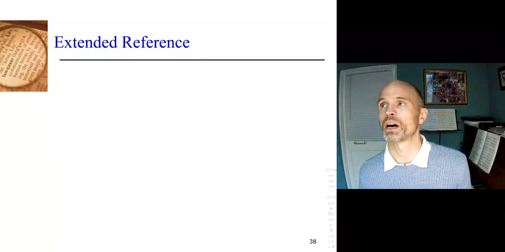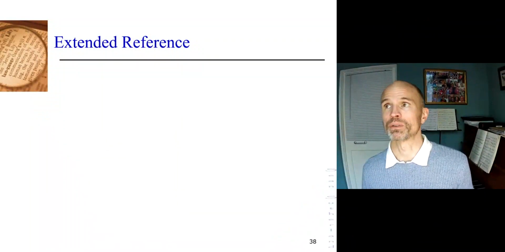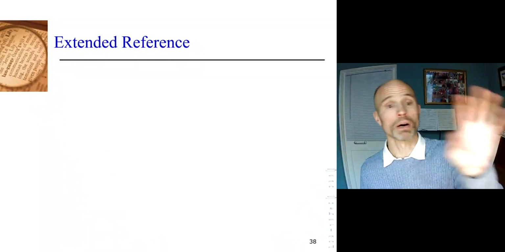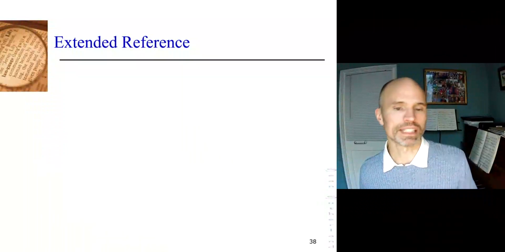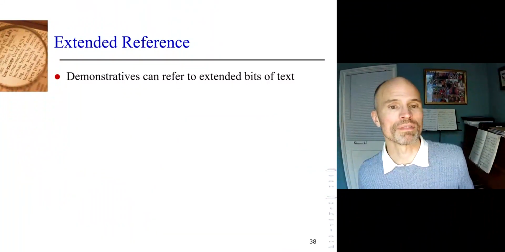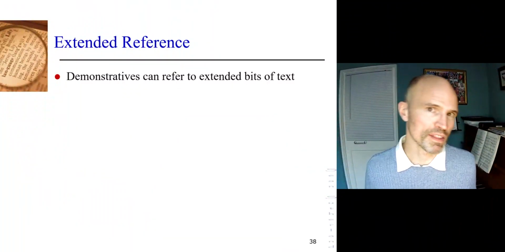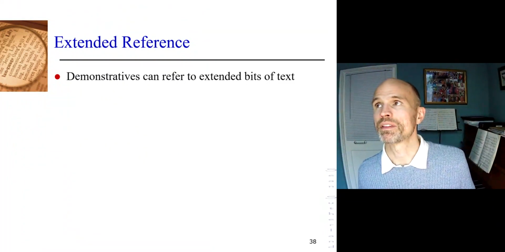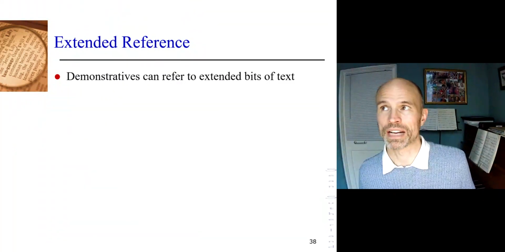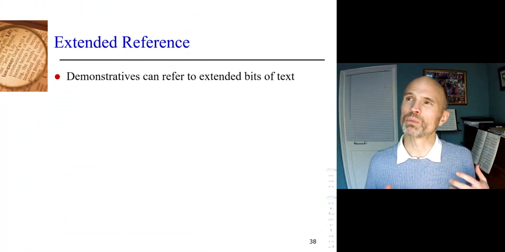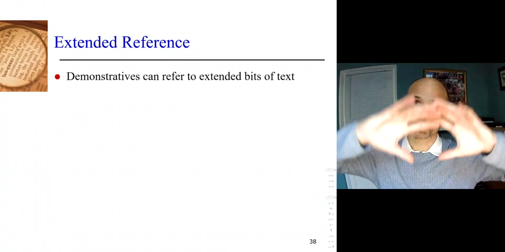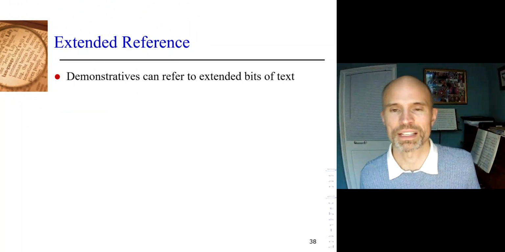Extended reference, you saw with it, how it could refer to a whole sentence or multiple sentences. You can see the same thing happens with one of the demonstratives. You could probably pause and think about it for a minute. This, that, these, those, here, there, now, then. Which one of those 8 words can you use to refer to longer portions of the text?